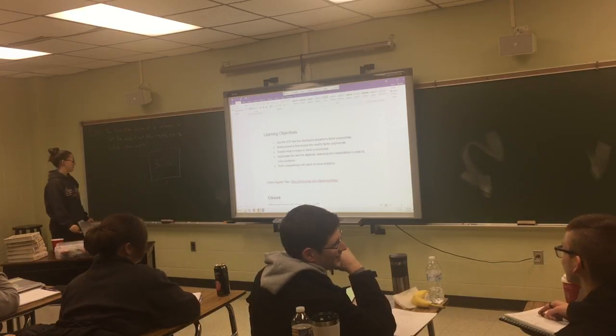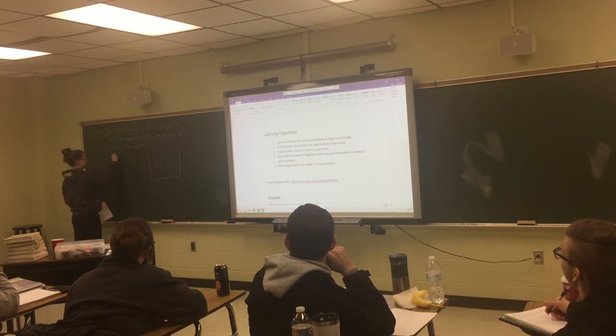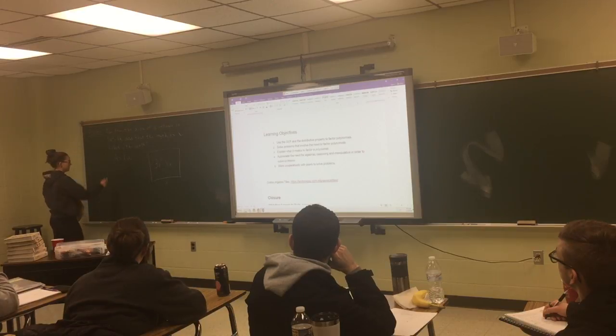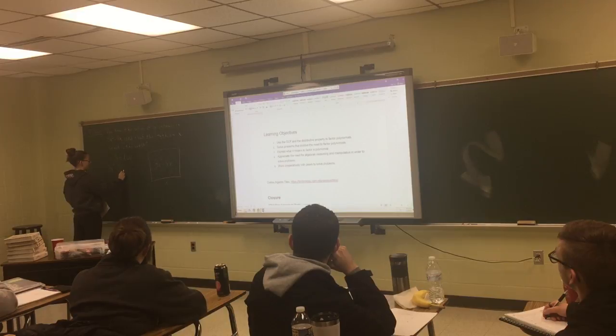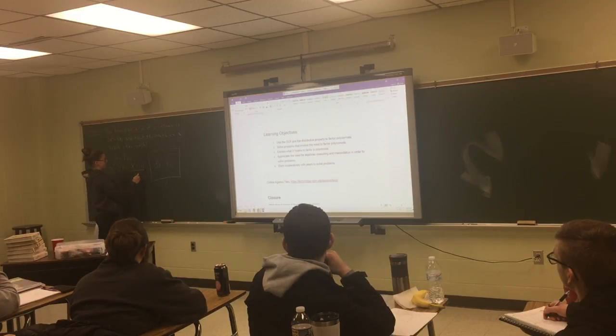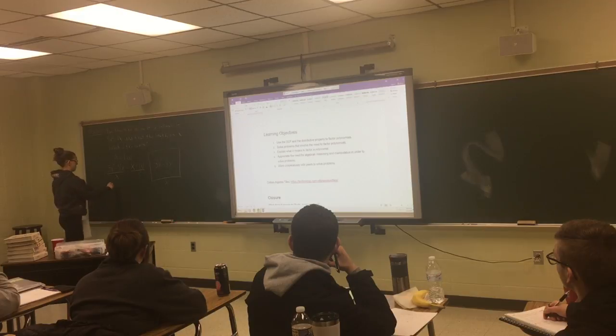So we said that the area is equal to the length times the width, and the area is 3x squared minus 8x, and the length is x. To find the width, you have to do the opposite of multiply, which is divide both sides. So the width is 3x minus 8.